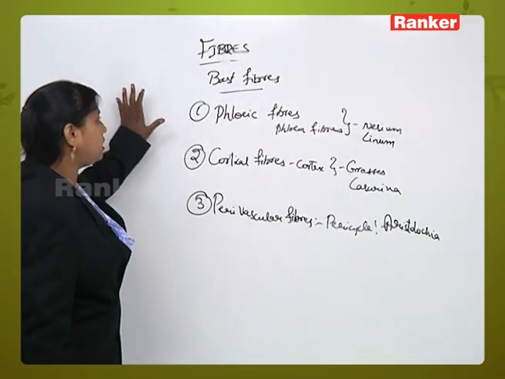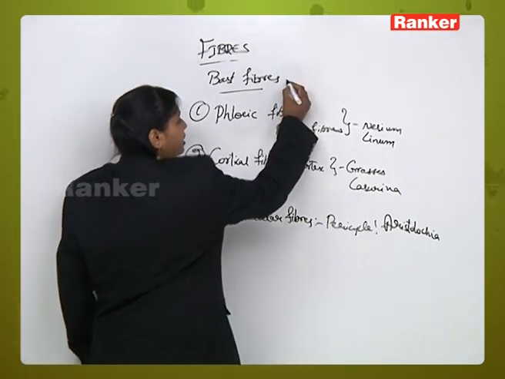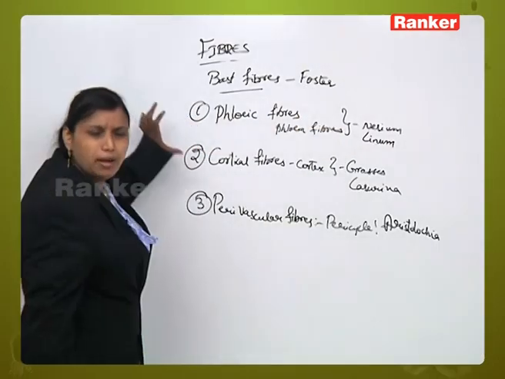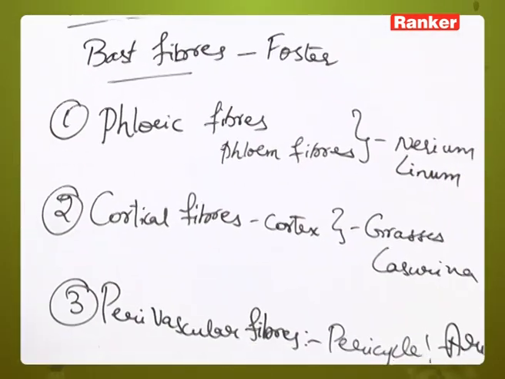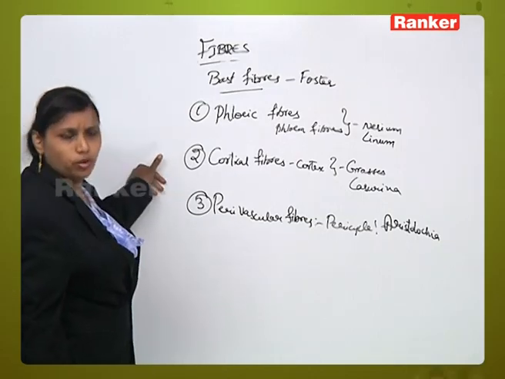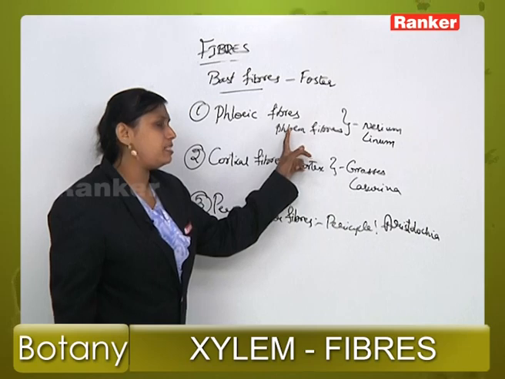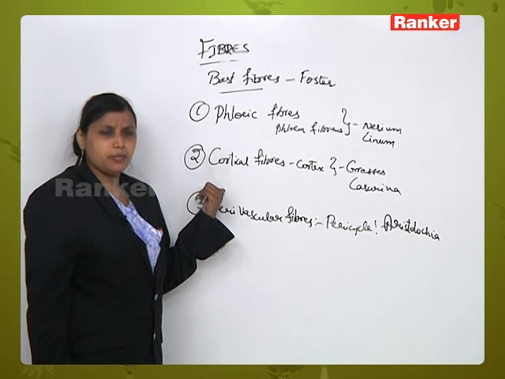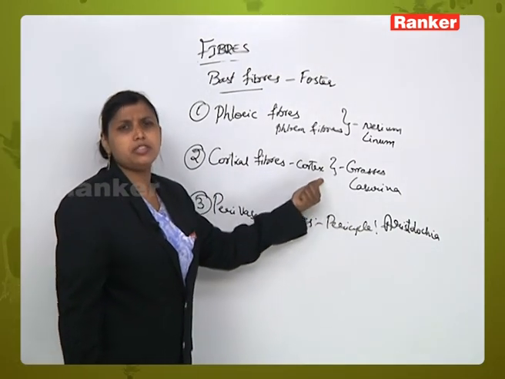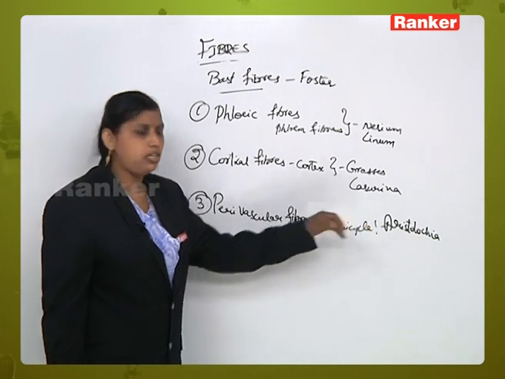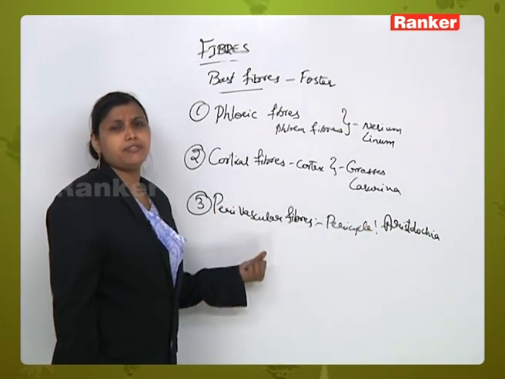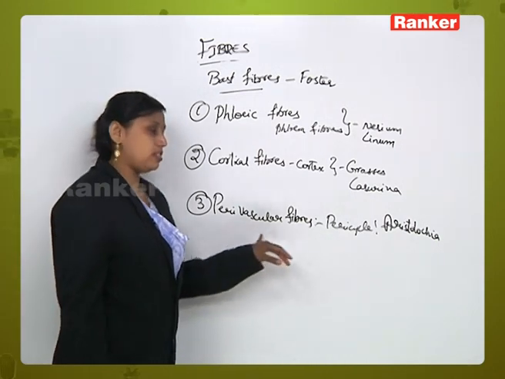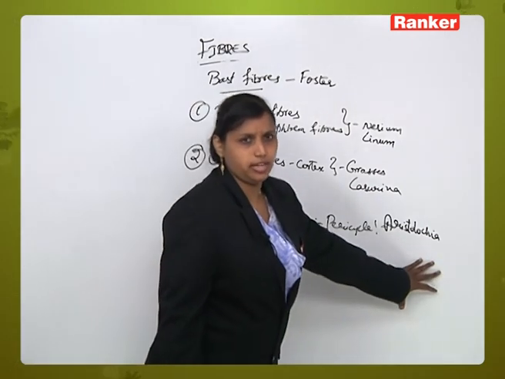The bast fibers are divided into different categories by Foster, and according to him, bast fibers can be divided into three types. Phloic fibers, which are present in the phloem. Examples as per your syllabus will be Nerium and Linum. If it is a cortical fiber, you can see this type of fiber in the cortex. Examples will be grasses and Casuarina. And if bast fibers are seen in the pericycle, they are called perivascular fibers. Example for this will be Aristolochia.